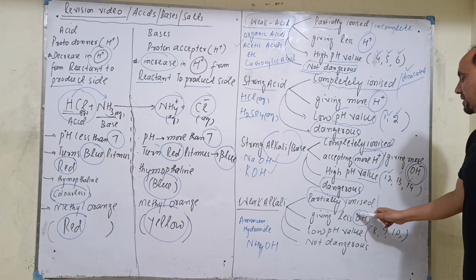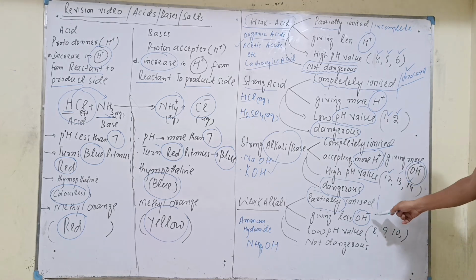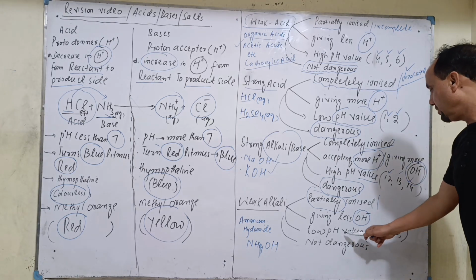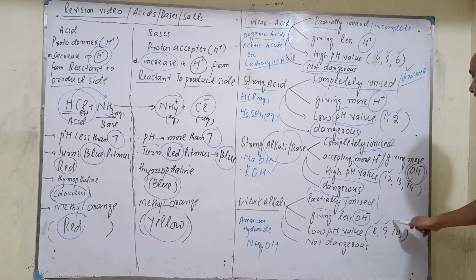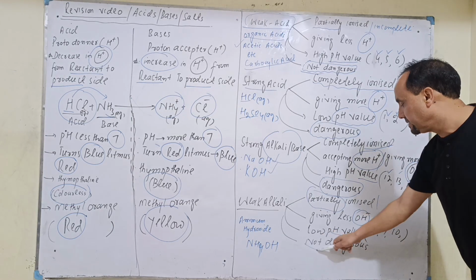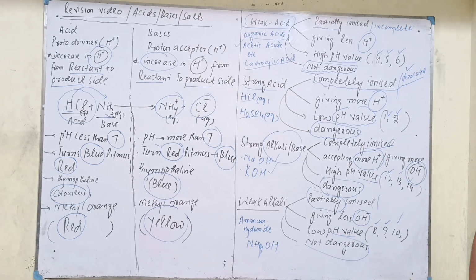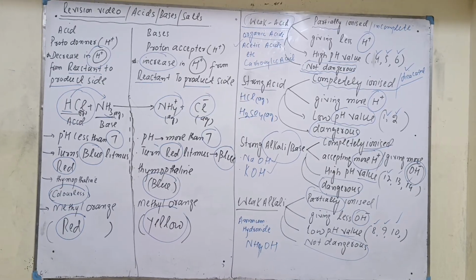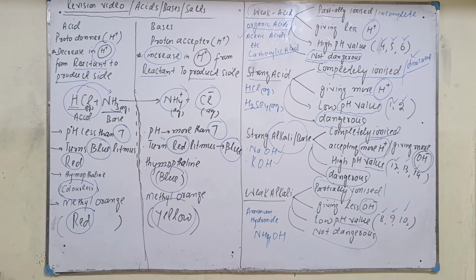They give fewer hydroxide ions or accept fewer protons. The pH value is low, it's 8, 9 or 10, and these alkalis are not dangerous. The common example is ammonia, or you can say ammonium hydroxide.